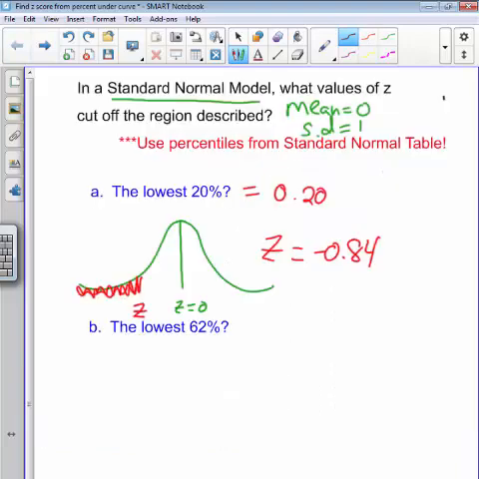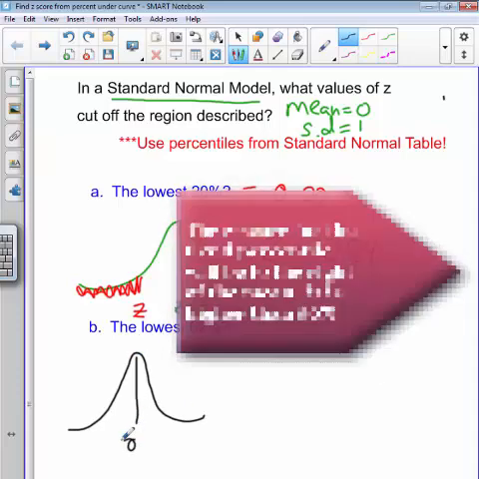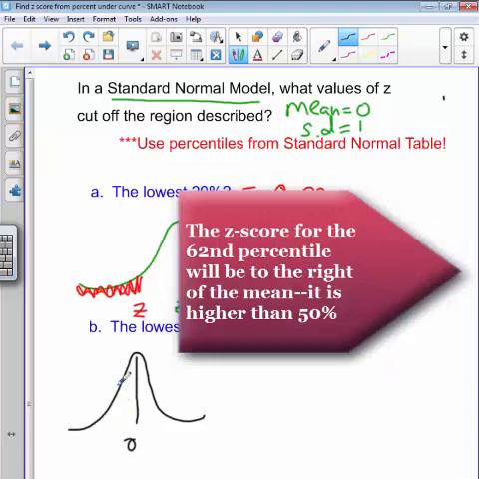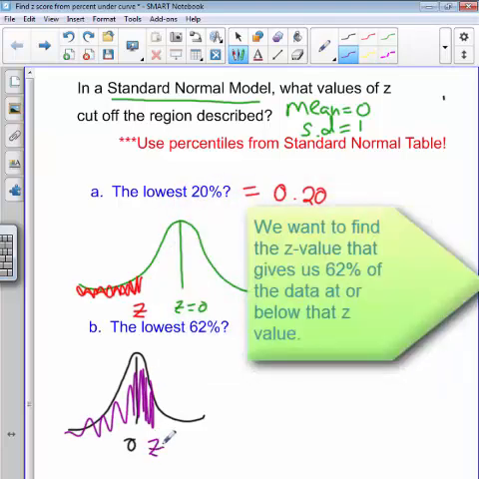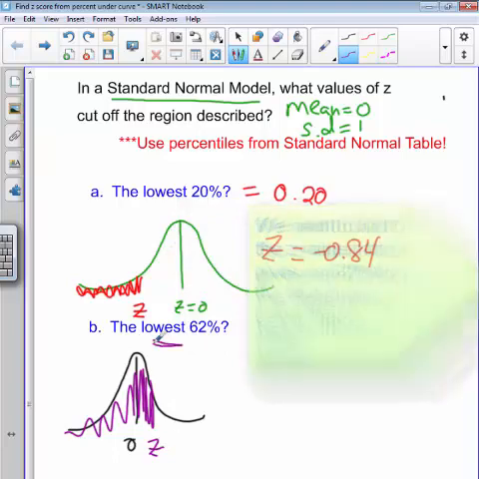We will apply the same technique to the next problem, the lowest 62%. Again, we have the mean in the middle, which is a z-score of 0. Everything to the left of the mean, that's 50% at that value or below. So 62% will be somewhere over here. We want to find the z-value that gives us 62% at or below. Again, we're looking for the lowest 62%.